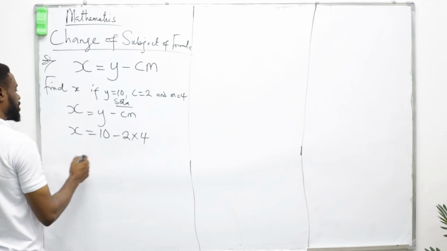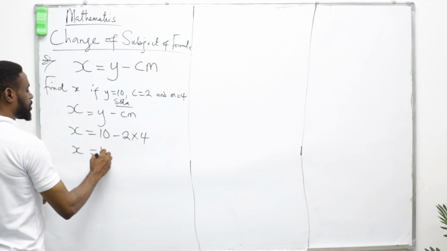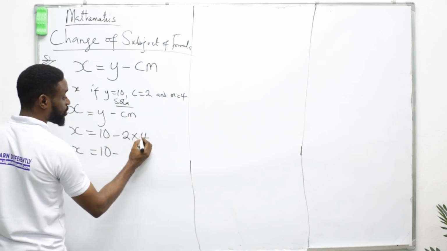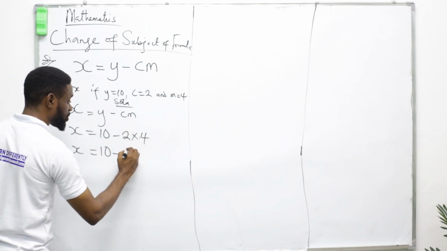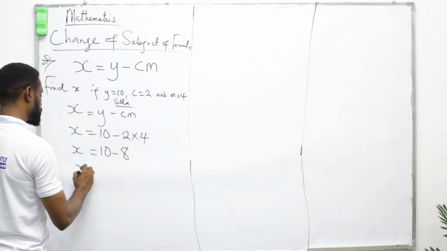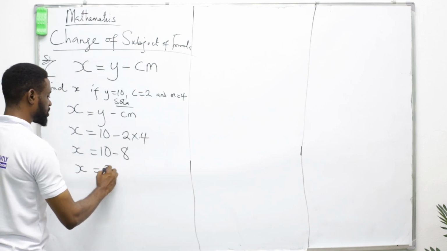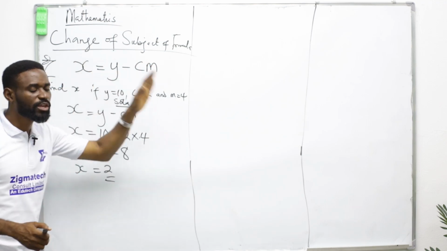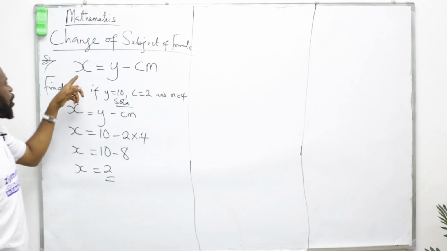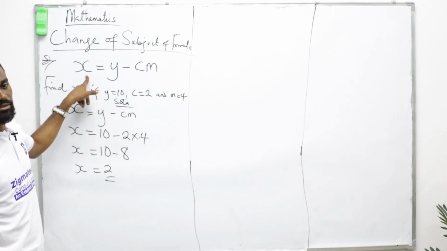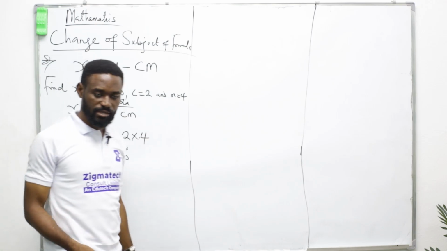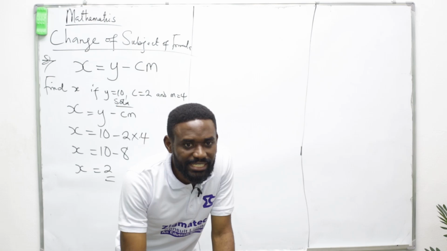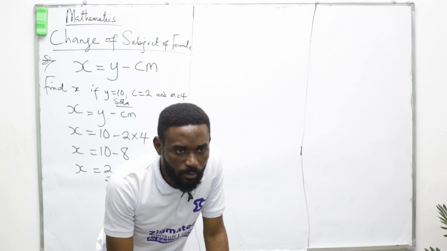So this will now be 10 minus 2 times plus 4. There is plus 4 here. So minus 2 times plus 4 is minus 8. So x will be equal to 10 minus 8, which is 2. So we have simplified this formula to give us the actual value of the subject, which is x. So the subject is 2. Okay? All right. So changing a subject formula.